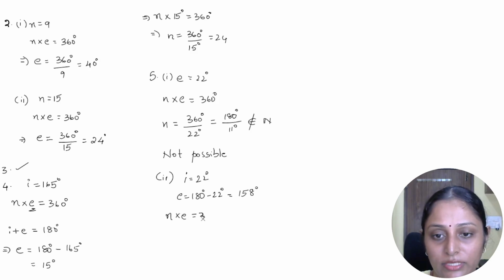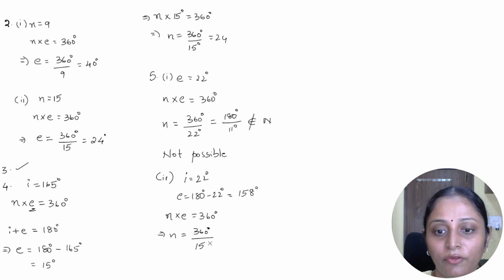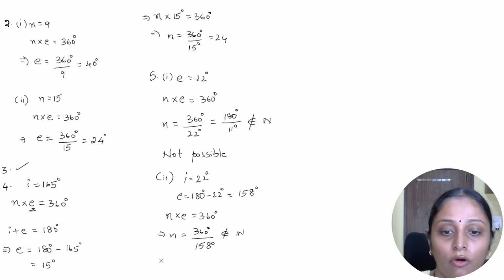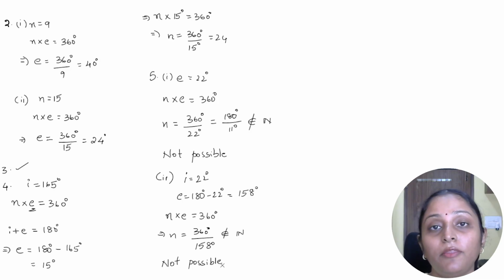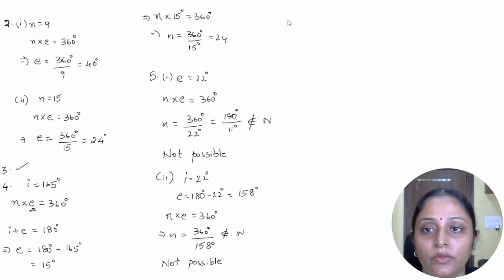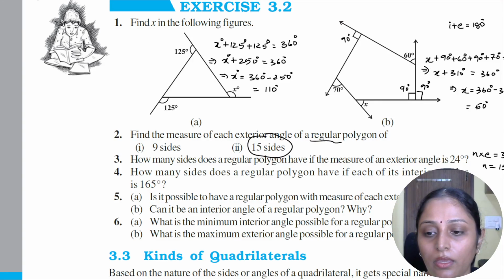n into e is equal to 360 because they are saying it's regular, implies n is equal to 360 by 158. Clearly again this is not a natural number, therefore it is not possible for 22 degrees to be the interior angle if the polygon has to be regular. Okay, next question. This is the last question of this exercise. What is the minimum interior angle possible for a regular polygon and why?